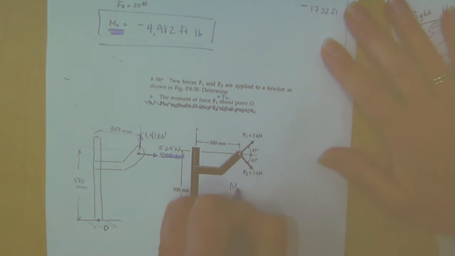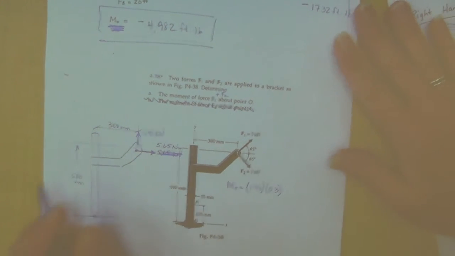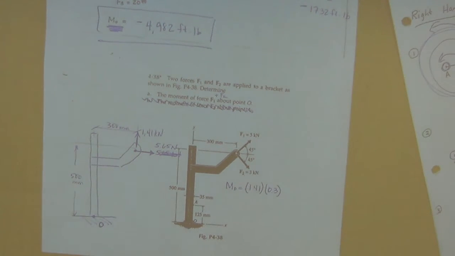So the moment about point O is gonna be equal to 1.41 times, what's the perpendicular distance between the 1.41 and point O? 300 millimeters. Do you want to use 300, or do you like to say 0.3 meters? We're going to do 0.3. Is that positive or negative? Fingers go in the direction of the force, palm goes towards the point, positive.